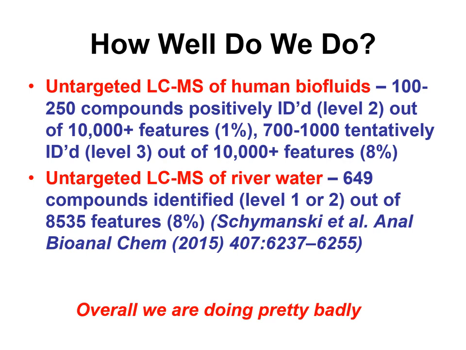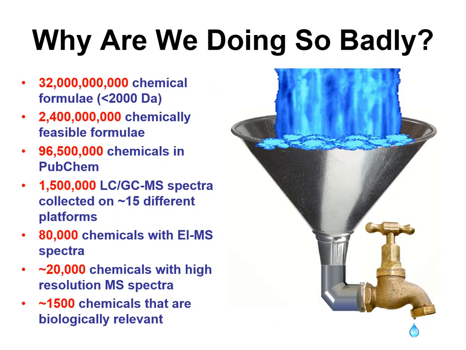A more detailed study was done in 2015 by Emma Szymanski, where they looked at not biofluids, but actually river water, which contains actually a lot of human biofluids that have been processed. And the number of compounds that they could identify, and this is a multi-center trial, 649 compounds that reached level 1 or level 2 identification out of 8,500 features. So again, we're typically looking on the order of between 7 and 8% of features being identifiable in untargeted LCMS, and that number may in fact be somewhat less if we have high standards of, say, level 1 or level 2. So why do we do so badly?